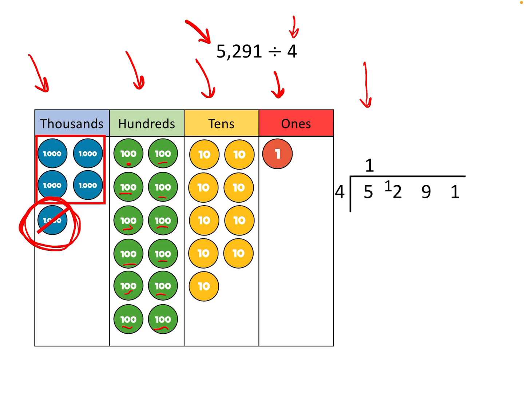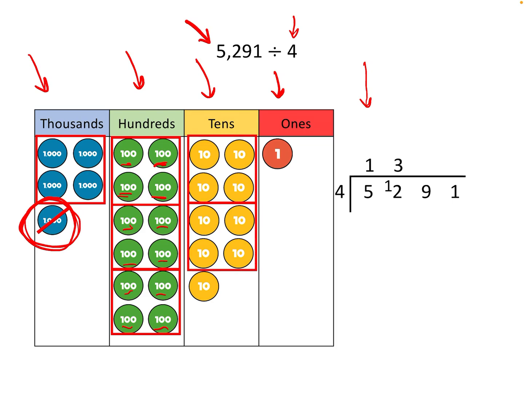Okay, how many groups of 4 can we get in 12 or 1200? We can go 1, 2, 3. 3 times 4 is 12. So 3 times 400, because each of these is 400, is 1200. So there's 3 of them. Now, how many groups of 4 can we have in our tens? So we've got 9 tens. So 4, 8, 12. I can't have 12 because that's too many. I don't have 12, I have 9. 4, 8, so that's 2.